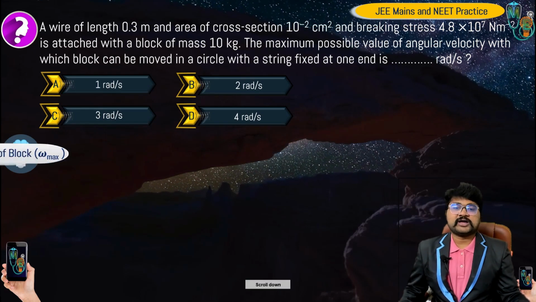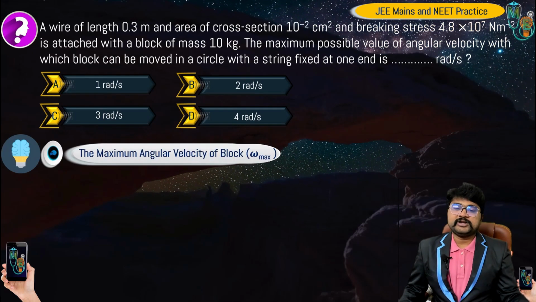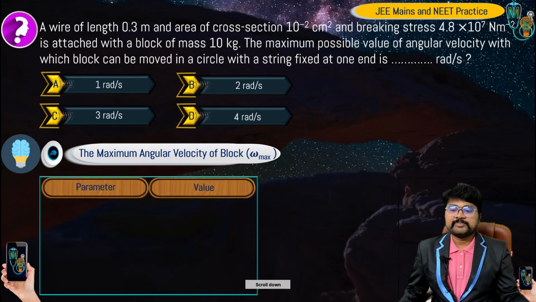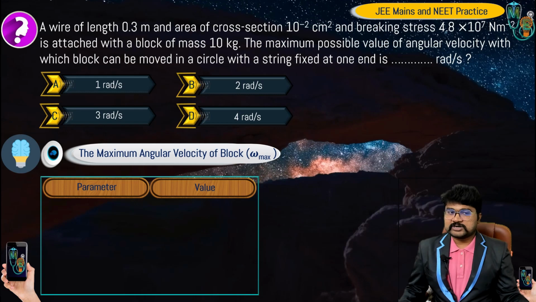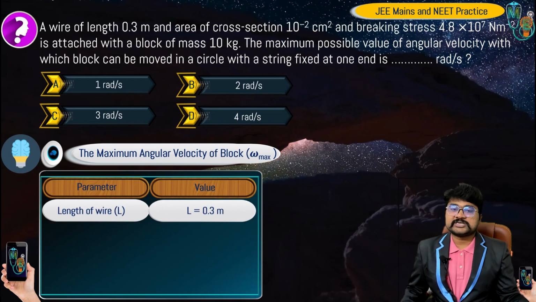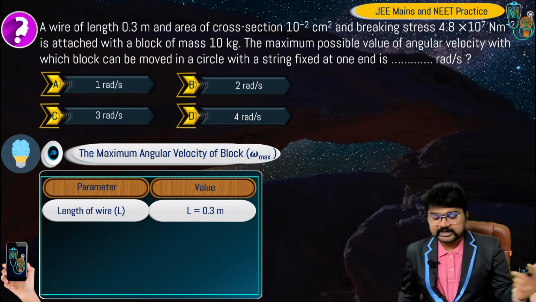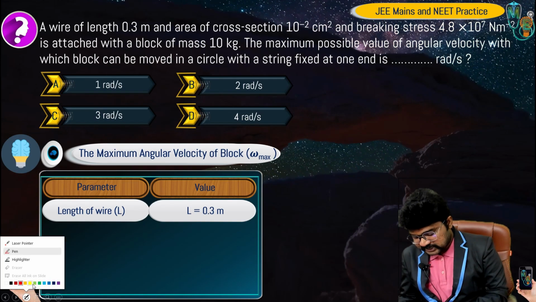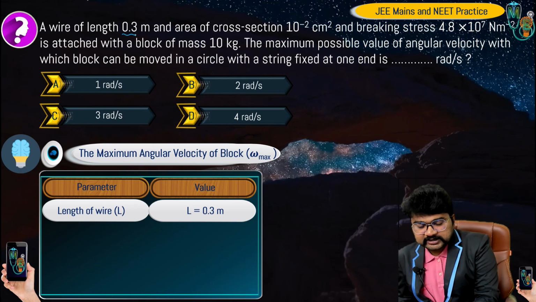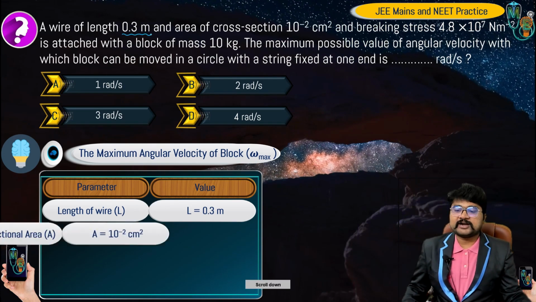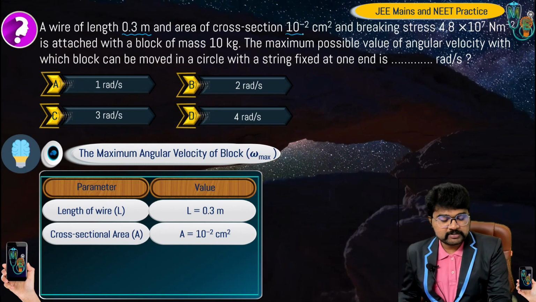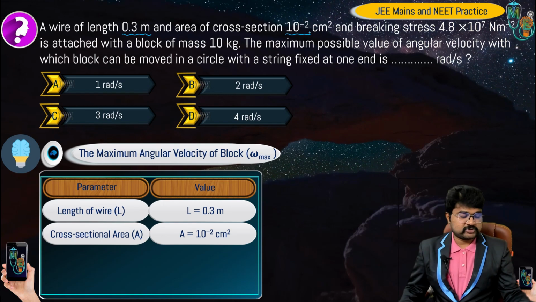First, write down the given data. Here we need to discuss maximum angular velocity of the block. What are the different parameters? See here, length of the wire is given as 0.3 meter. After that, area of cross section of the wire 10 power minus 2 centimeter square.